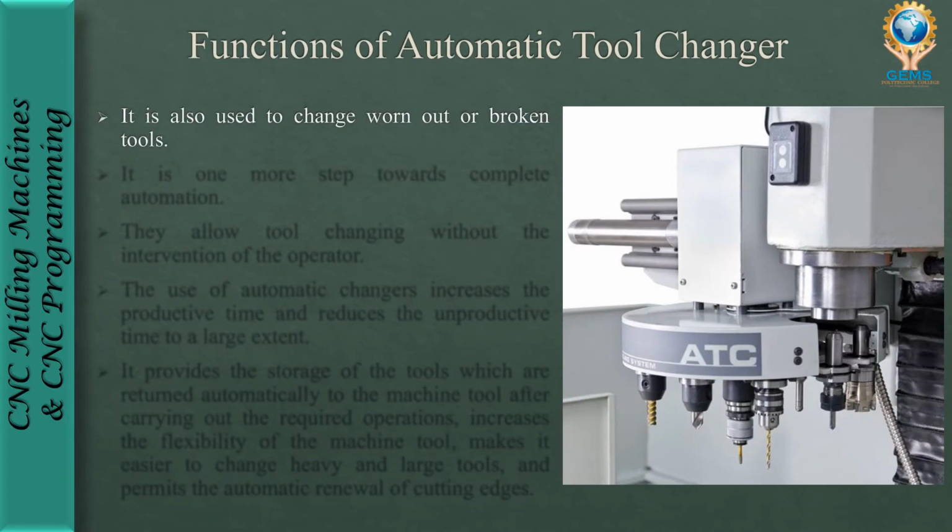And let us see the functions of automatic tool changer. It is also used to change worn out or broken tools. Worn out or broken tools means sometimes the same tool is continuously used for a very long time, so that it will get worn out. And sometimes, either due to wrong programming or anything else, some tools may get broken. So in order to change these worn out or broken tools, this automatic tool changer is easy and plays an important role in changing the tools.